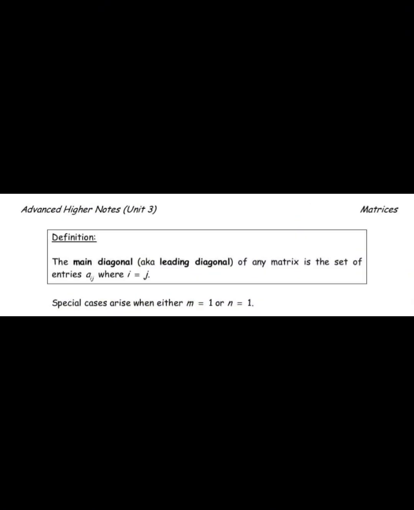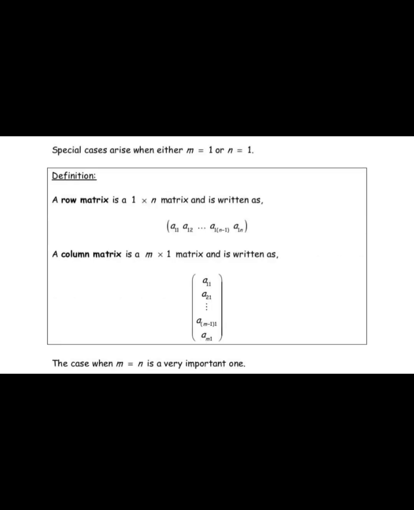Second of all, the special types of matrices. Main diagonal. What is the main diagonal? The main diagonal or leading diagonal of a matrix includes all the entries where the row number equals the column number: a11, a22, a33, and the numbers go on until ann.